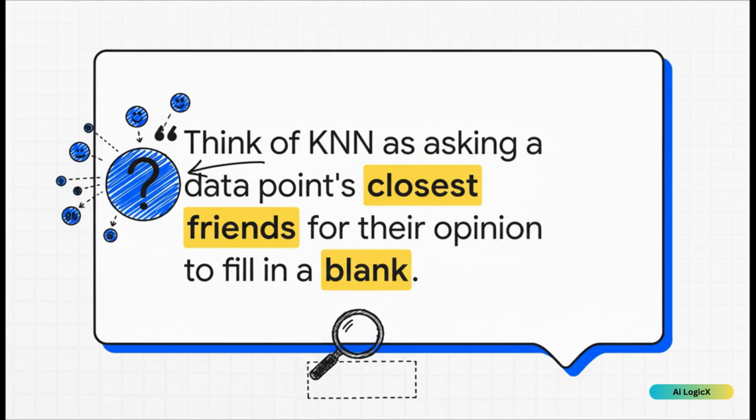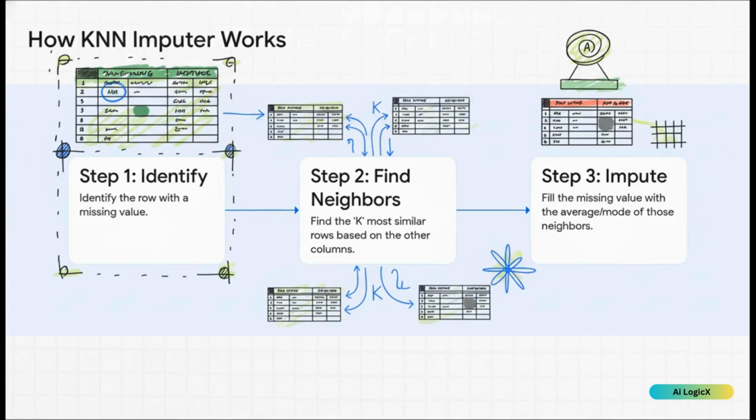It's actually a beautifully simple idea. To figure out a missing value for one data point, you just go find a few other data points that are the most similar to it and see what their values are. And this lays out the process perfectly. First, the algorithm zeroes in on the row with the missing value. Then, it scans all the other columns to find the k most similar rows. Those are its neighbors. Finally, it just takes the average of those neighbors' values and uses that to fill the gap. See? It's a much more educated guess because it's using context.